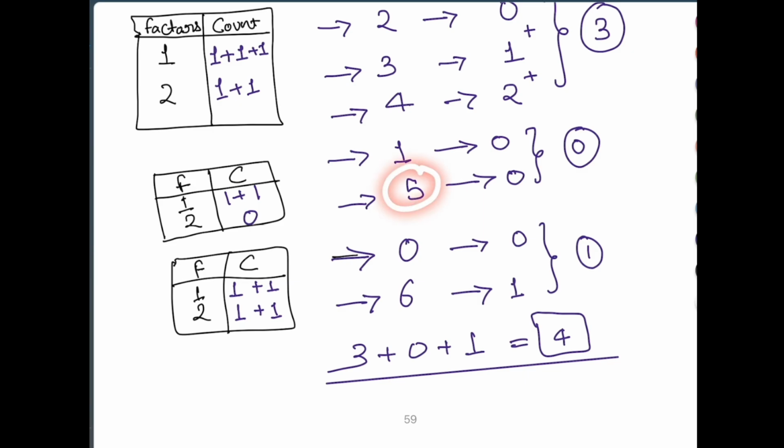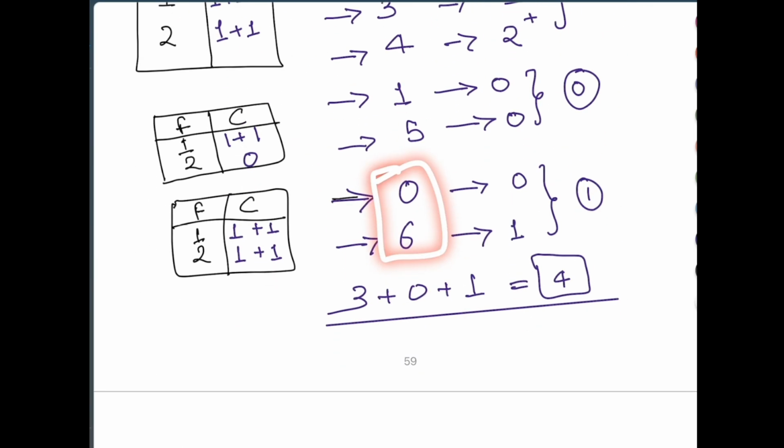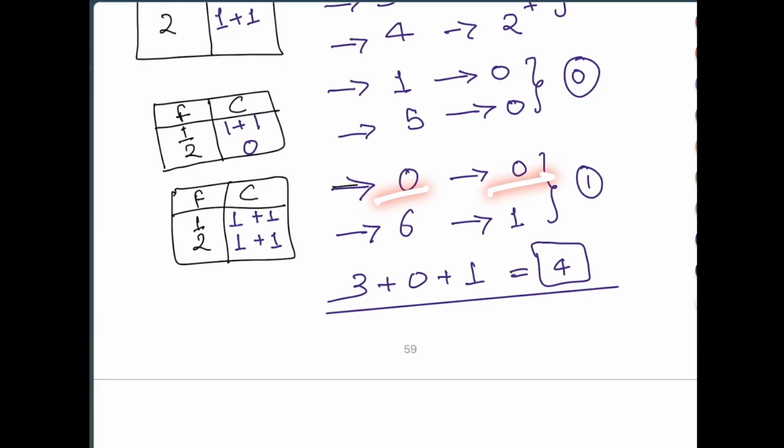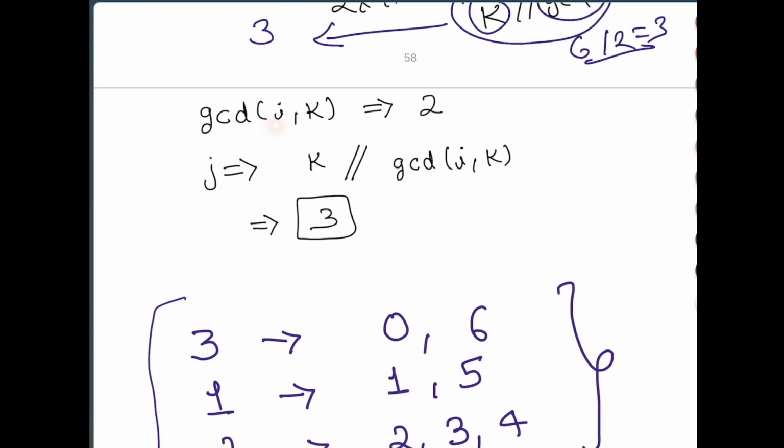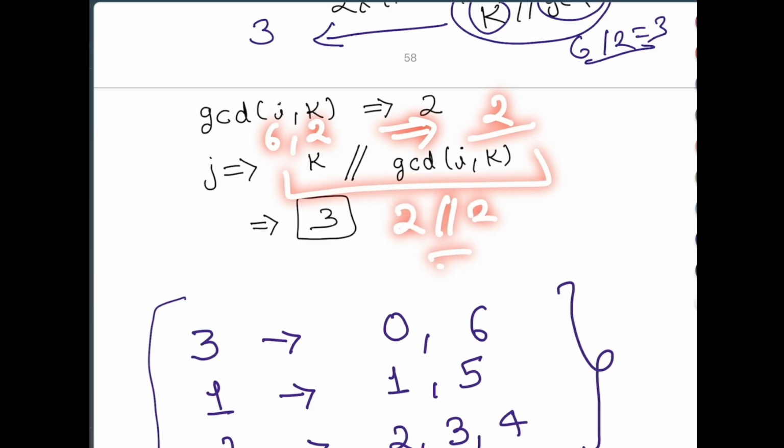So again, when you process 5, you will get the output as 0. And when you start processing for 0 and 6, this particular group, you will find that at 0 you don't have any pair. But at 6, you will see that the value of i is 6, the value of k is 2, the GCD, greatest common divisor, is 2. You put it into this formula, you can say 2 divided by 2, this is equal to 1.